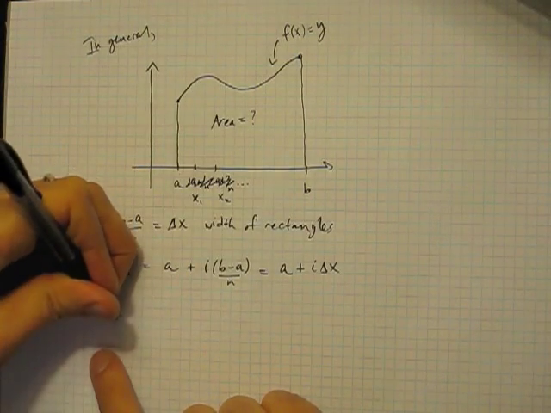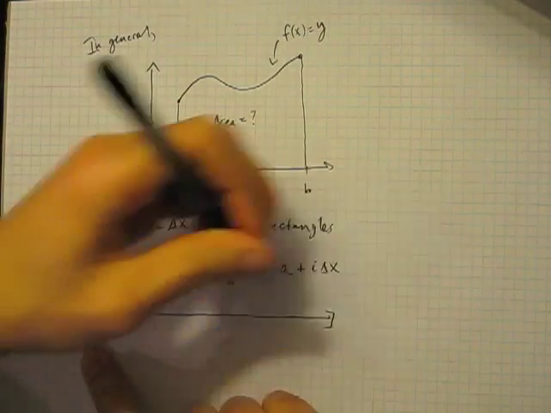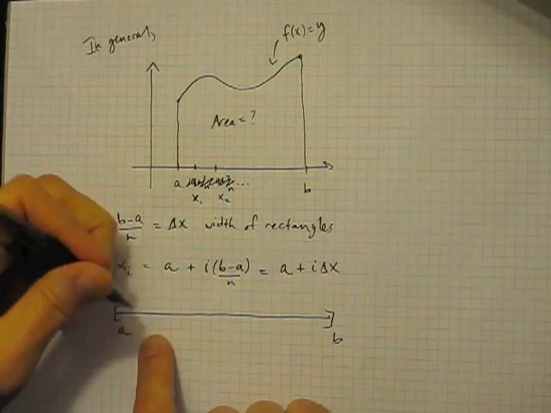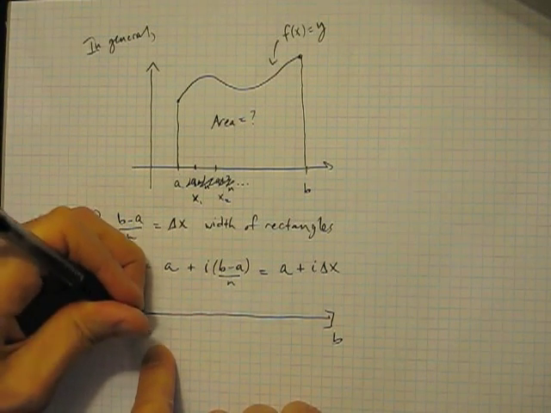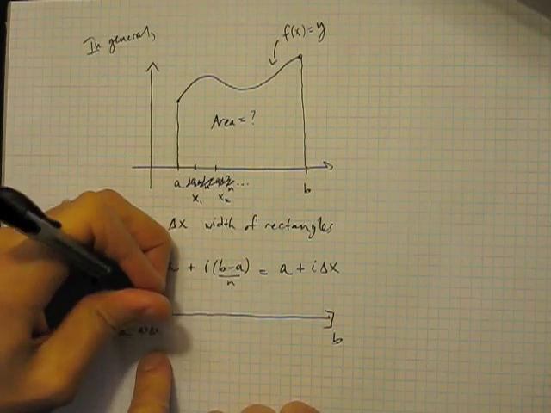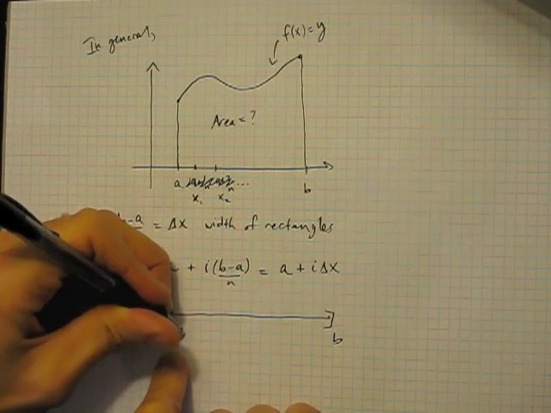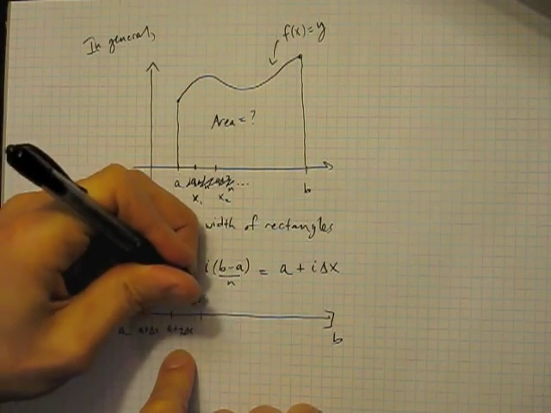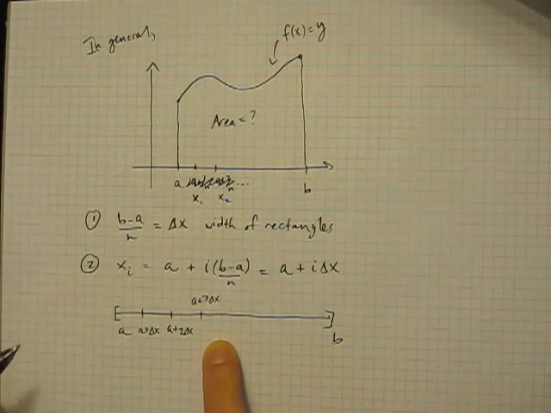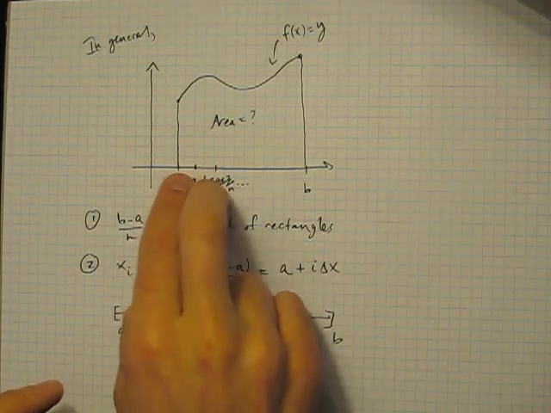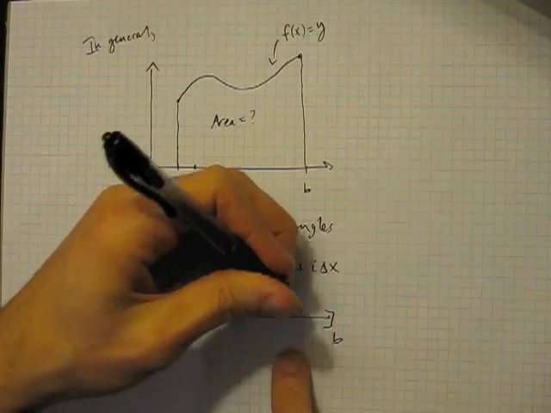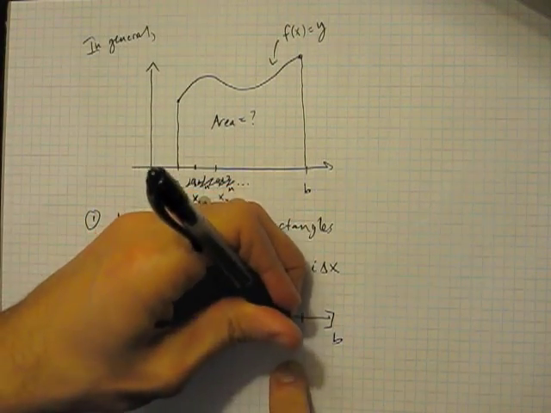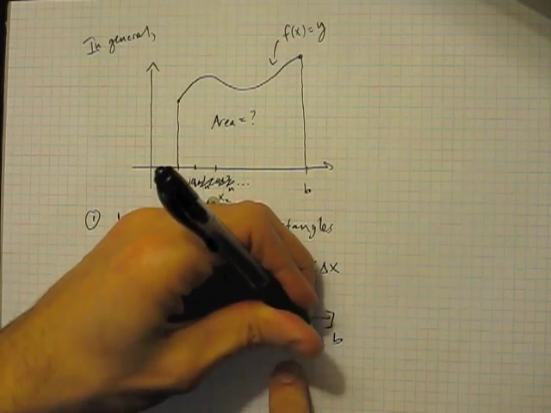So if we're thinking about the interval from a to b, then when i is 1, this is a plus delta x. When i is 2, this is a plus 2 times delta x. When i is 3, this is a plus 3 times delta x. And we just keep adding increments of these delta x until we get to a plus n minus 1 delta x here.